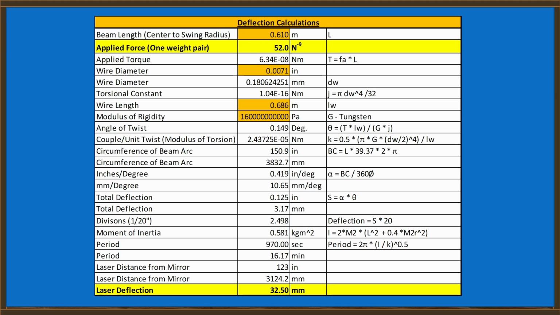The average laser deflection for the tungsten wire was 32.5 millimeters. Remember that the laser multiplied the actual deflection of the beam by a factor of 10.25. So the total actual deflection was 3.17 millimeters. That would require a force of 52 times 10 to the minus 9th newtons. For all intents, that's exactly the same apparent force we calculated using Newton's universal law of gravitation, and that's not a coincidence. So I think we'll leave it there.